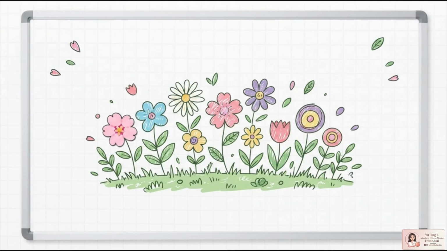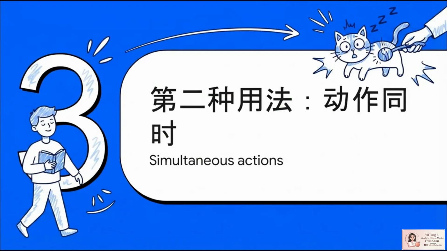So to give you a quick one-sentence summary for this first rule, use 着 right after a verb to describe where something is physically resting, sitting, or existing. Awesome. Let's move right into usage 2, simultaneous action, or when one action interrupts another.